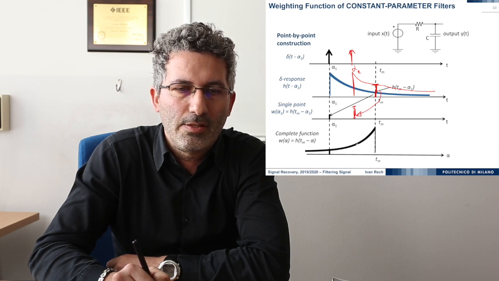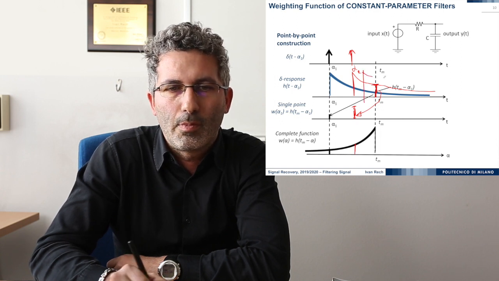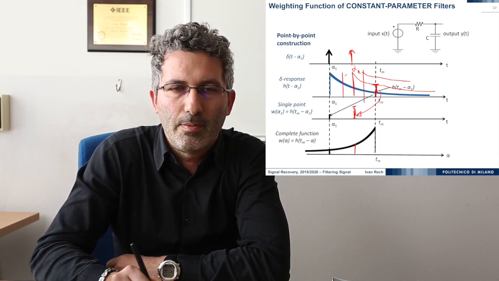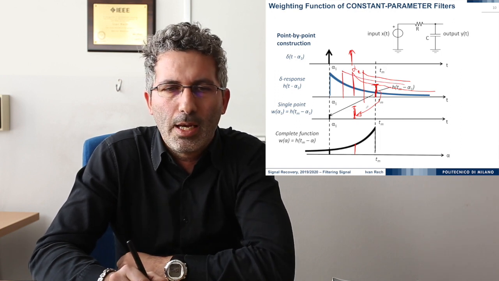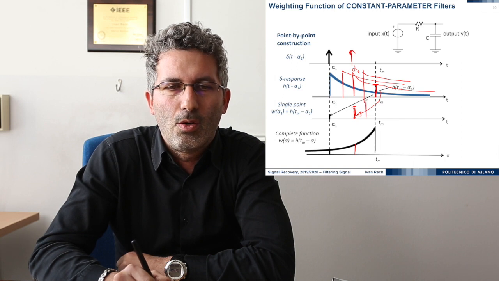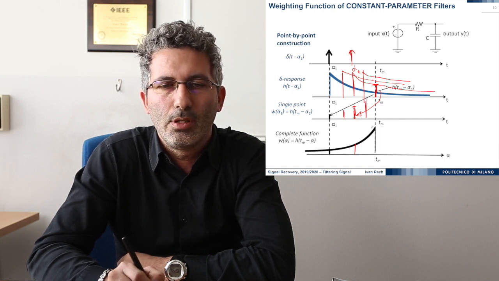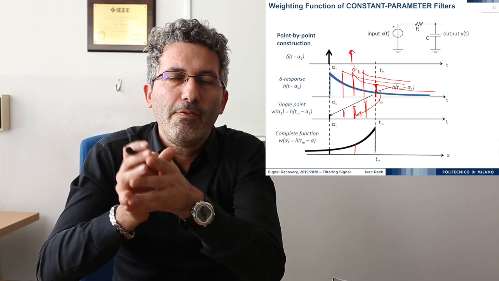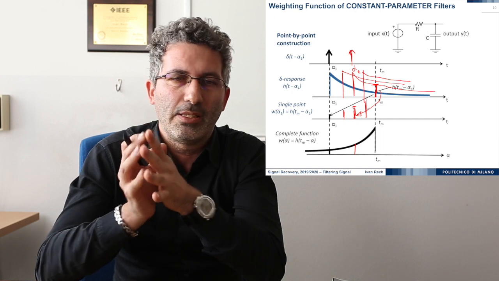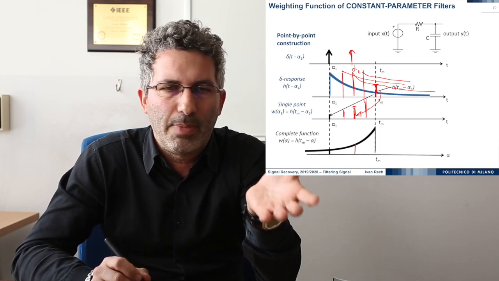Okay, that is exactly this value here. So I can do that for all the time. The graph here is quite awful, but I can reconstruct all the different points, and I will obtain exactly this function. So this is a method to write down the weighting function for a constant parameter filter. As you can see, it's really easy. So we are speaking about a constant parameter filter.